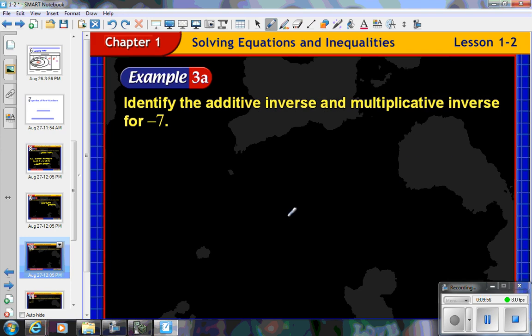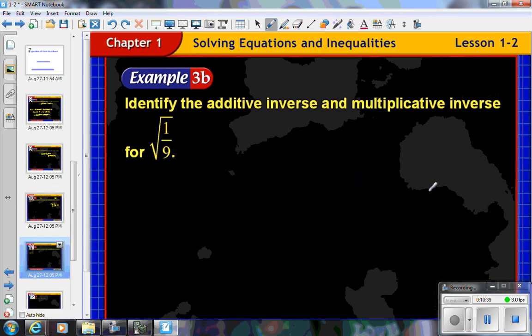Identify the additive inverse and multiplicative inverse. So we have two problems we're being asked to do here for -7. Remember, we want to think, what do you have to do to get the identity? So the identity for addition is 0. What do you have to add to get 0? A +7. That's the additive inverse. The multiplicative inverse, remember the multiplicative identity is 1. What do you have to multiply by to get 1? Well, you'd have to multiply by -1/7, because the 7's will cancel. Negative times negative is a +1, so the multiplicative inverse is -1/7.